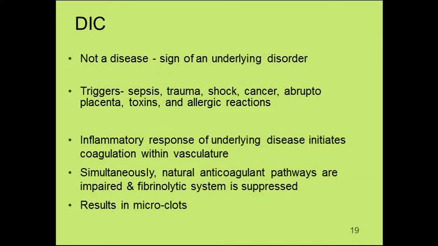It's really hard to explain, sorry, guys, but this is exactly what you see on the slide. Inflammatory response initiates clotting within the vasculature, coagulation. The body responds with natural anticoagulant pathways, and then those processes become interrupted or impaired. The fibrinolytic system is kind of shut down, and then microclots develop. Okay?